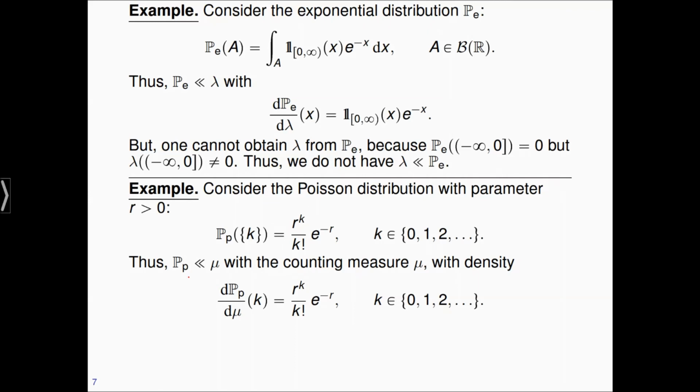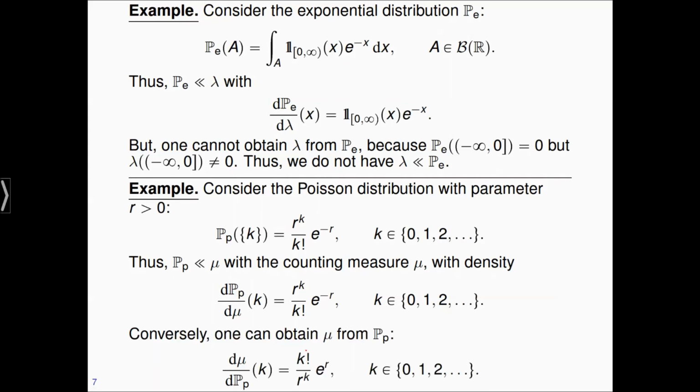Also here, one can ask whether the opposite absolute continuity holds. So whether mu is absolutely continuous with respect to the Poisson distribution. If you want, please stop the video and try to think about this yourself. And the answer is yes. And the density can be written down. It's just 1 over this density, which it has to be by the last exercise.